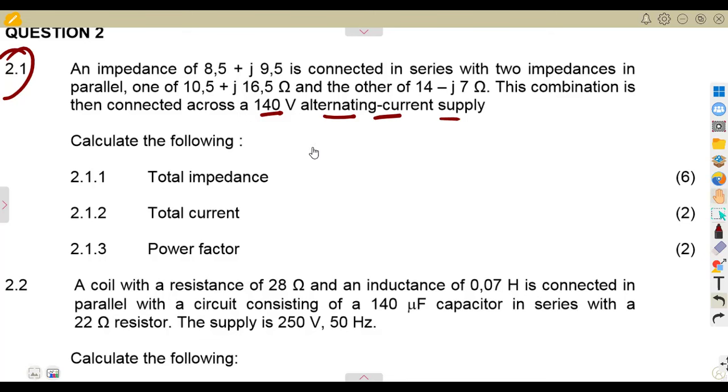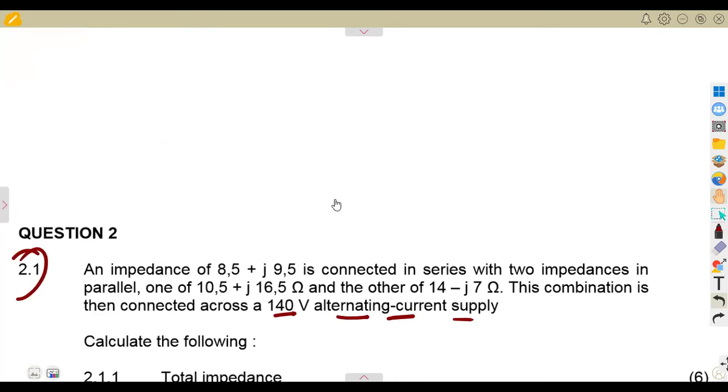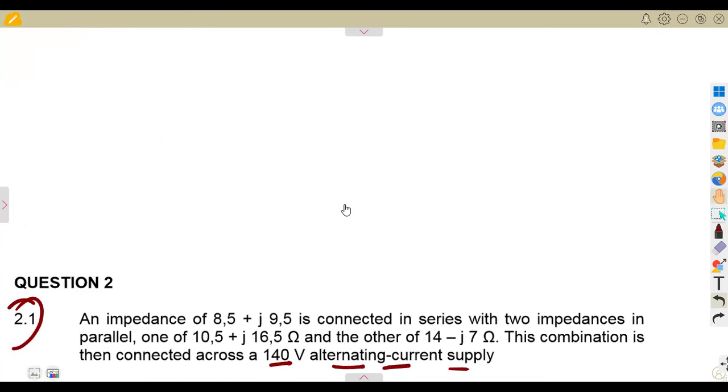Okay, so let us just see our diagram. I think that will be the best way. Just consider your diagram here. There are many impedances that you're given.